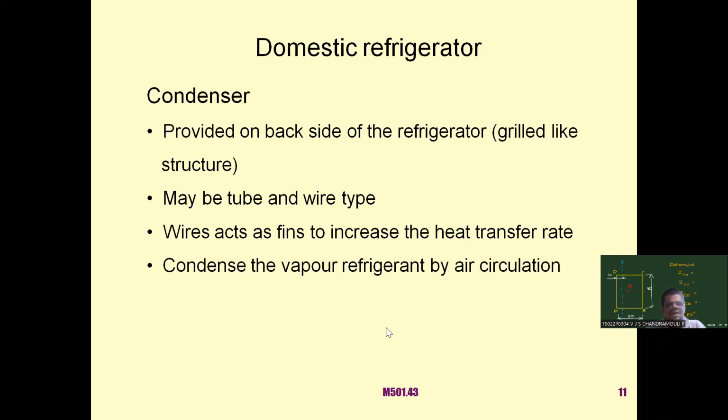Okay, and it condenses the vapor refrigerant by air circulation. Here this is a natural convective type, and the cooling takes place by means of air which is surrounding the condenser. There is no need of a separate fan. So this is a natural circulation type. But in our college, we have used a condenser with a forced circulation type of cooling. There we used a fan. Okay, but in our refrigerators, there is no need of a fan.